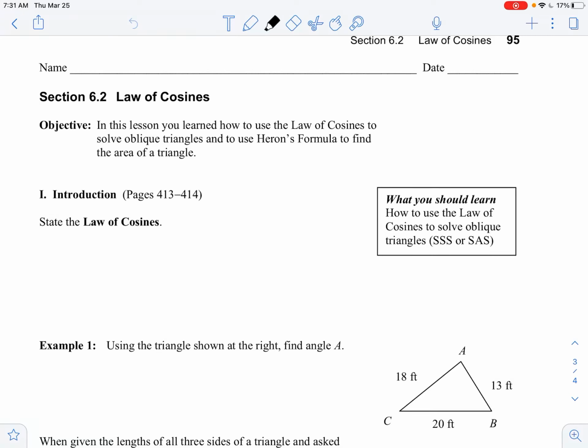Hi everybody, we're going to go over section 2, which is our last section of chapter 2. And then after this, we're going to review and take a quiz on sections 1 and 2. Today we're talking about the law of cosines. Hopefully you've seen this once before. We usually learn it right after the law of sines, okay?